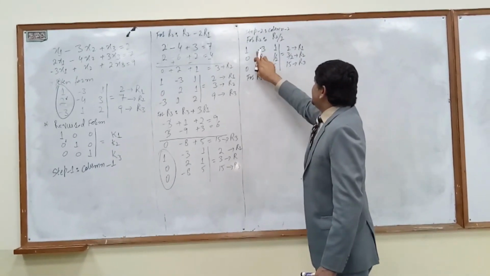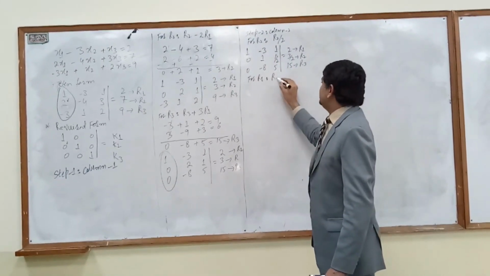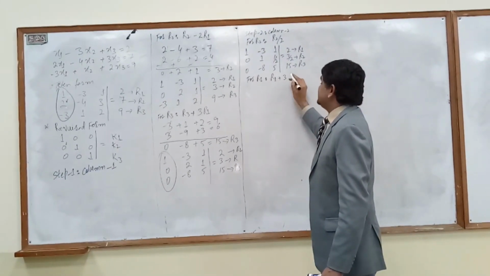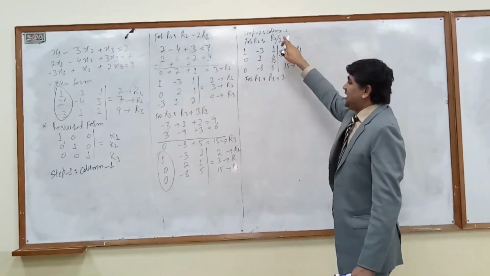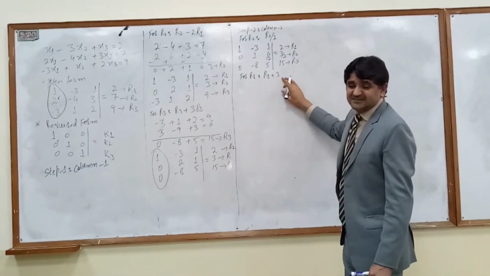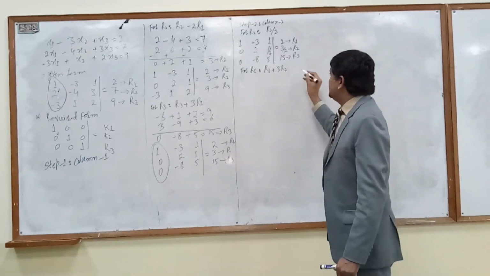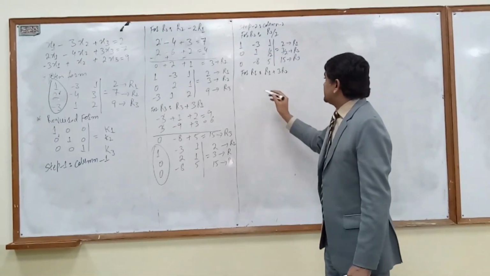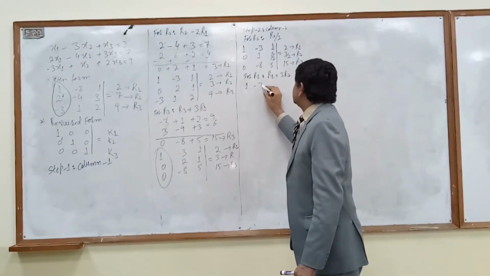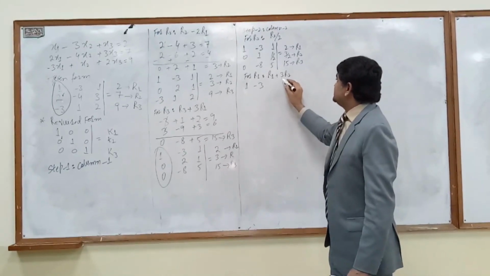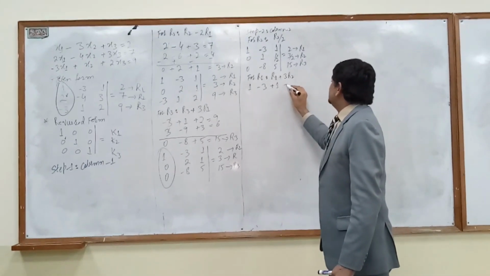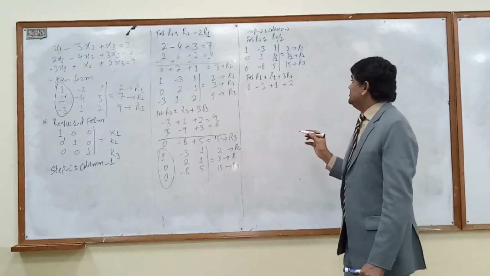Row 1, what is the sign here? Minus, so it will be plus 3. And we are talking about column 2, so the second component will be 3 R2. What is R1? Plus 1 minus 3. Look at this expression: plus 1 is equal to 2.